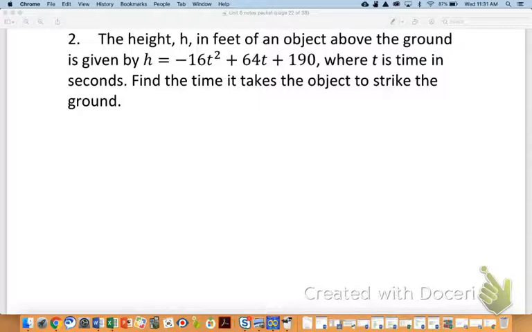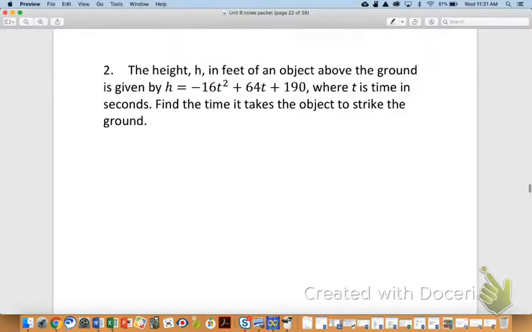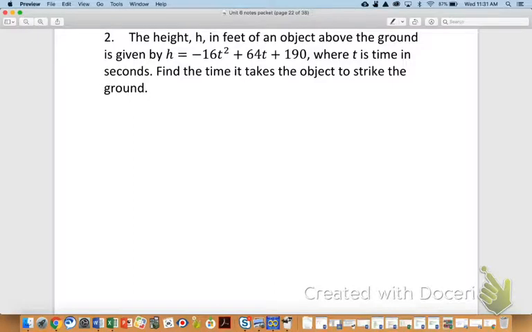It says the height h, so h stands for height, so the height h in feet of an object that's above the ground is given by h equals negative 16t squared plus 64t plus 190, where t is time in seconds. So basically someone has thrown a ball, launched a rocket, jumped in the air. There is some object off the ground, right? It's up in the air somewhere. And you all know if something goes up, according to gravity, it's coming back down eventually, right? And that's what this equation describes. So the height of the object represented by h is described by this.